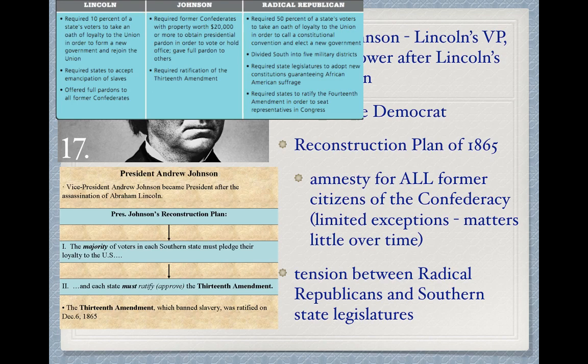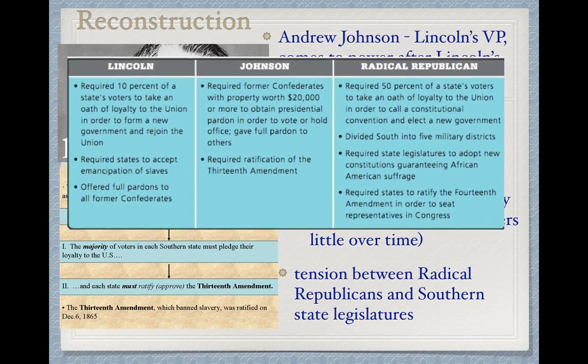The radical Republican plan is different. 50% of a state's voters had to take an oath of loyalty. It divided the South into 5 military districts, and that is what we do see happening. So you see the federal government sending troops into the South after the war is over to make sure that Reconstruction orders, so to speak, are being followed. It required states to adopt constitutions that guaranteed African American suffrage, and suffrage means voting rights. And it requires states to ratify the 14th Amendment also in order to seat representatives in Congress. And we'll discuss that in just a moment.